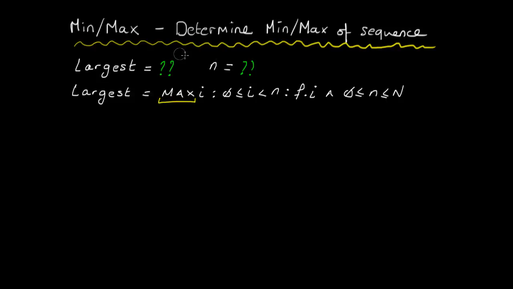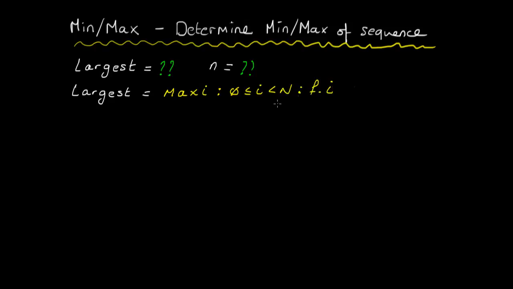So if we were to go back to a post condition that would use min or max, we might have largest is equal to max I greater than 0, less than n, f.I. So that would be a post condition that uses the max operator. Now what we actually have to do with that is rewrite it using a for all. So if we're trying to find the largest, we would rewrite it like this.